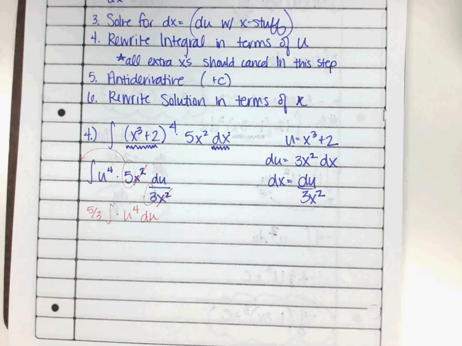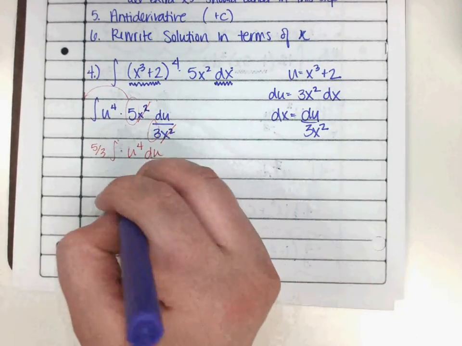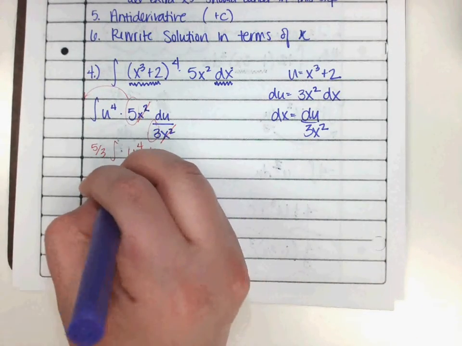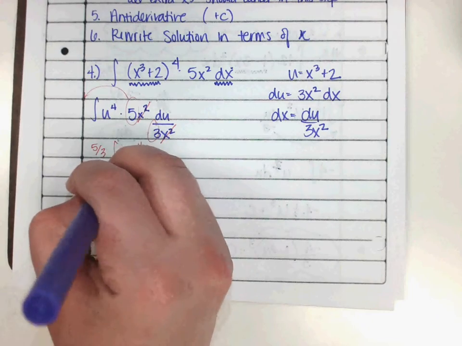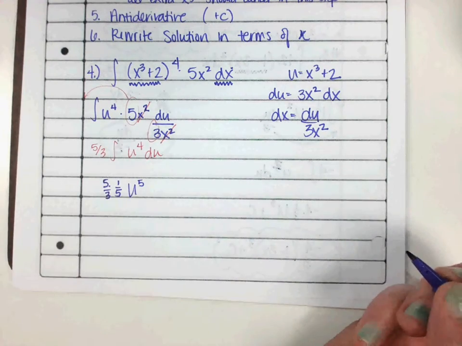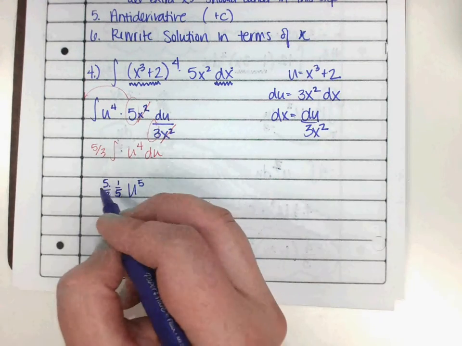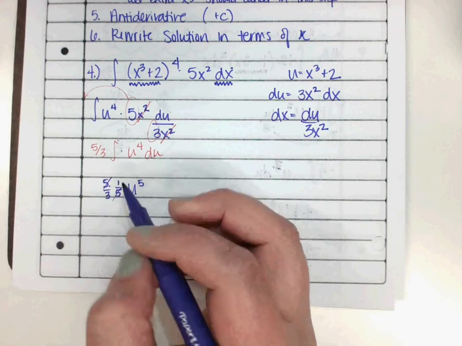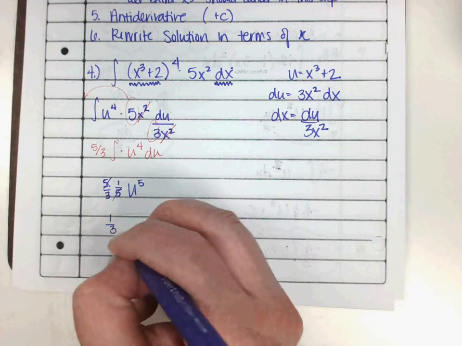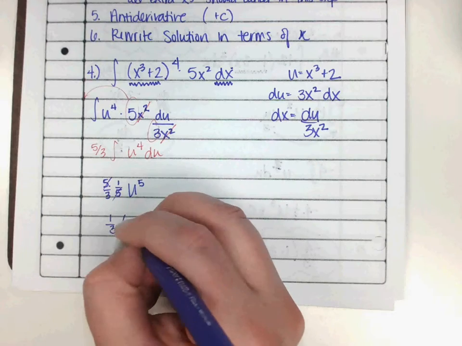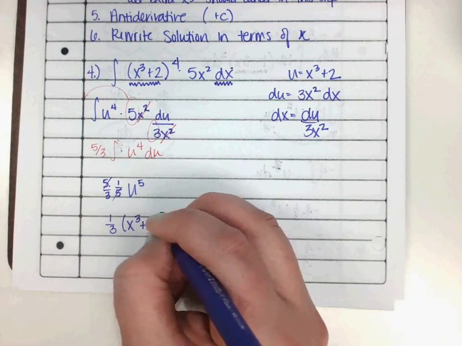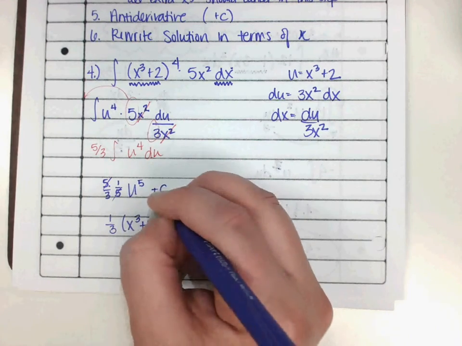And then I can normal power rule that. Add 1, it's u to the 5th. Divide by 5, it's a 1/5, but I already had a 5/3. What's going to happen with my 5s? So now it's just a 1/3 x cubed plus 2 to the 5th plus c.